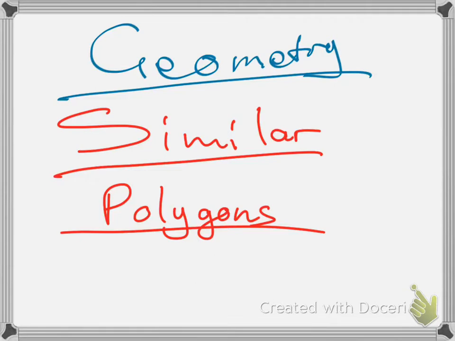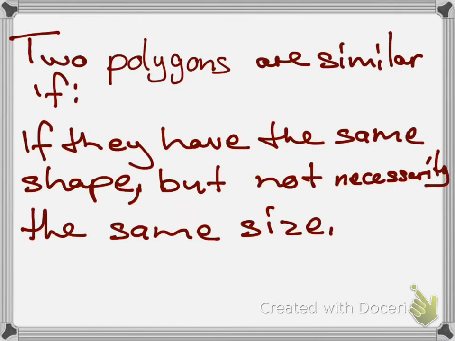Now we are going to be looking at similar polygons. Remember we looked at congruent polygons. Now we want to look at similar polygons. Two polygons are similar if they have the same shape but not necessarily the same size. Remember in congruent polygons we said they have the same shape and equal size. But in this one, we are looking at the same shape, but not necessarily the same size.